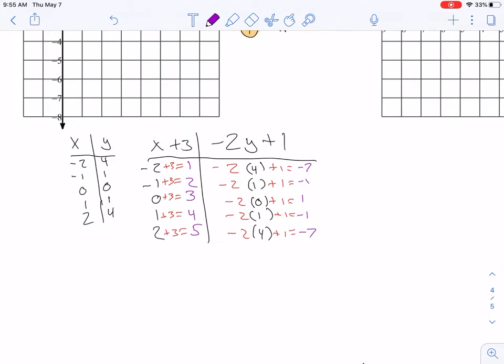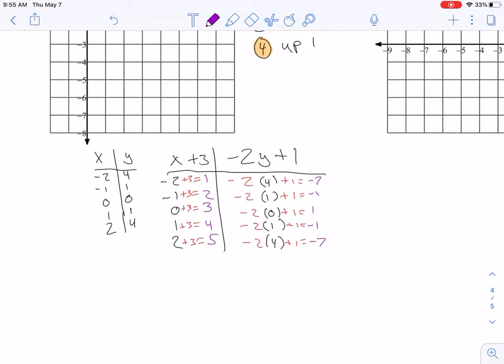I'm going to go ahead and list those points so that I can see them a little bit more clearly. I have 1 comma negative 7. I have 2 and negative 1. I have 3 and 1. I have 4 and negative 1. I have 5 and negative 7.